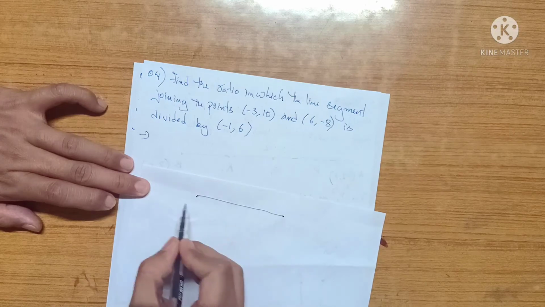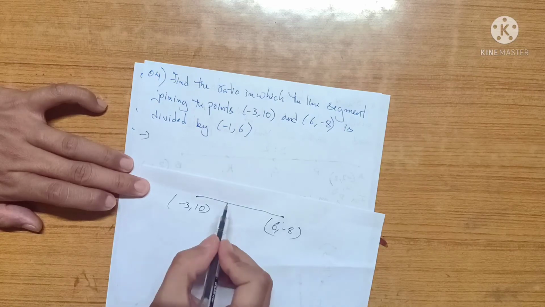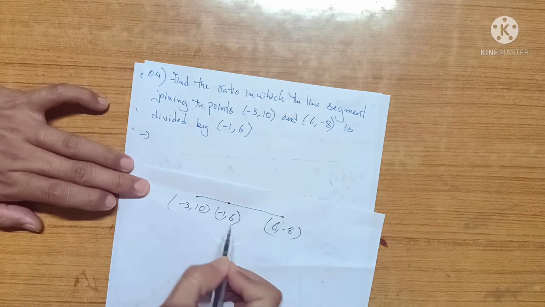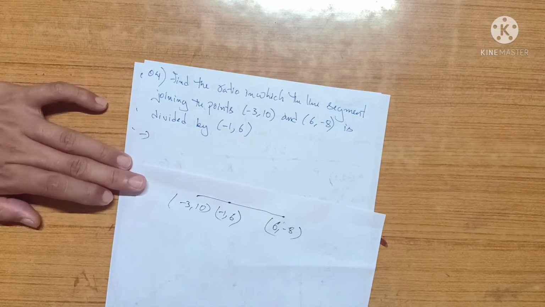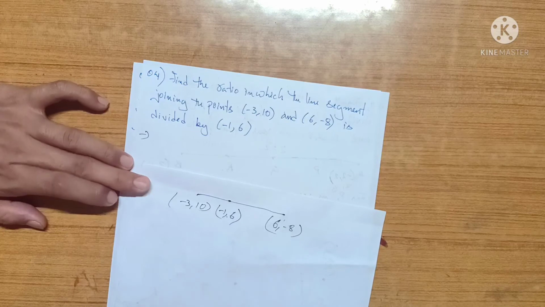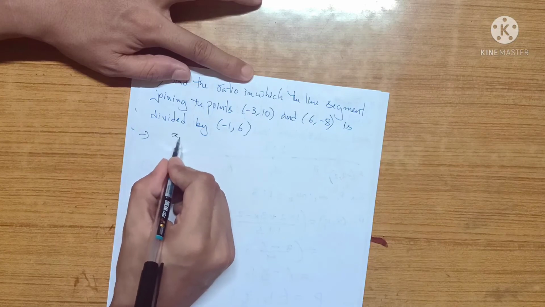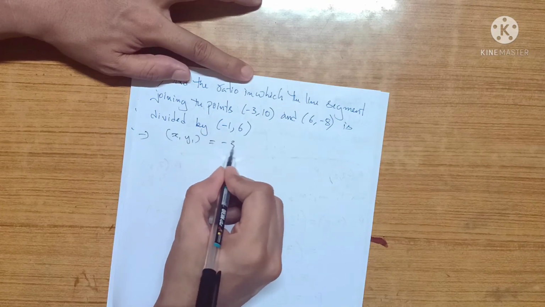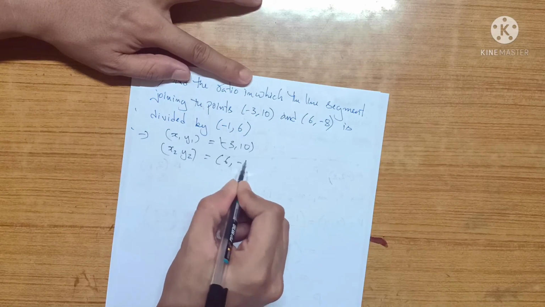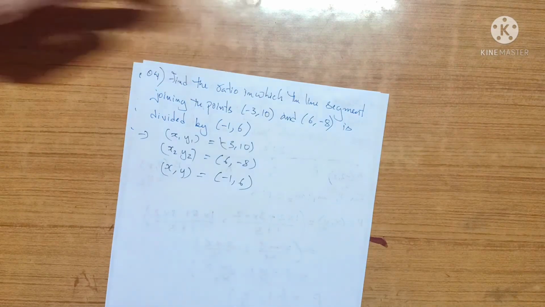Okay, so 2 points are being joined, (-3, 10) and (6, -8), and then we have a point. We don't know where the point is, but it's somewhere in the middle, at (-1, 6). So they want us to find in what ratio this point is dividing the segment. So we'll use the same formula. Everything we're going to do the same. So I'll just write here: x1 y1 in this case is represented by (-3, 10), x2 y2 is represented by (6, -8), and then x y is represented by (-1, 6), because that's what we did, right?